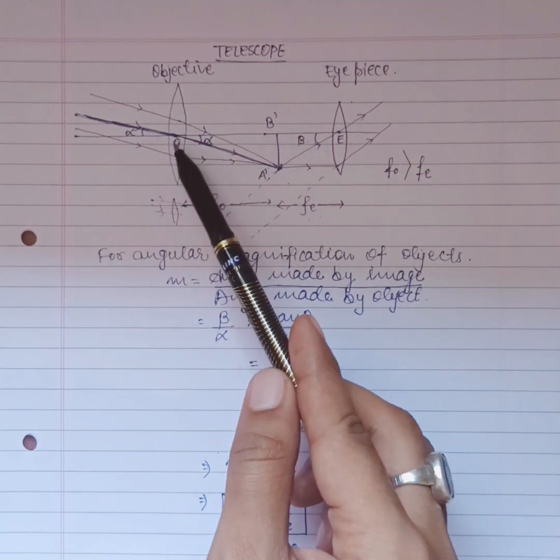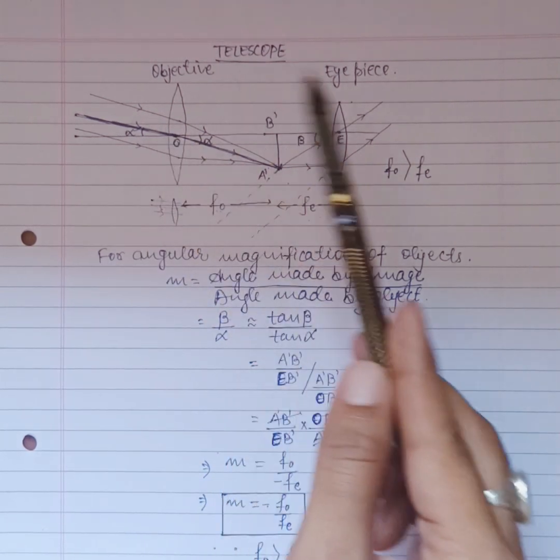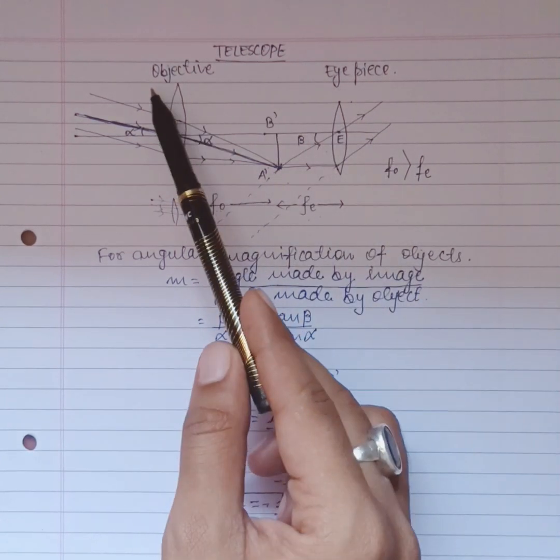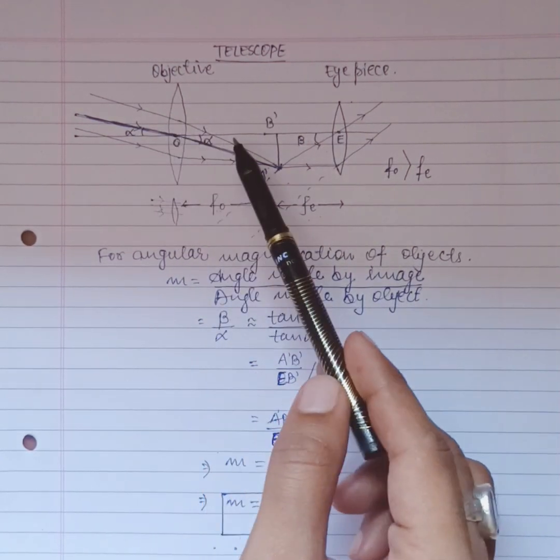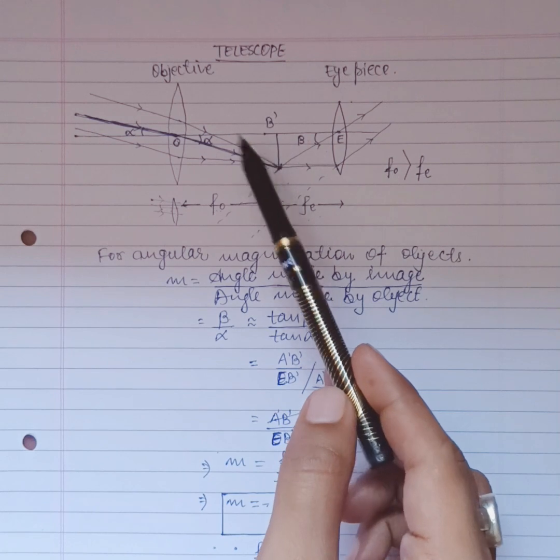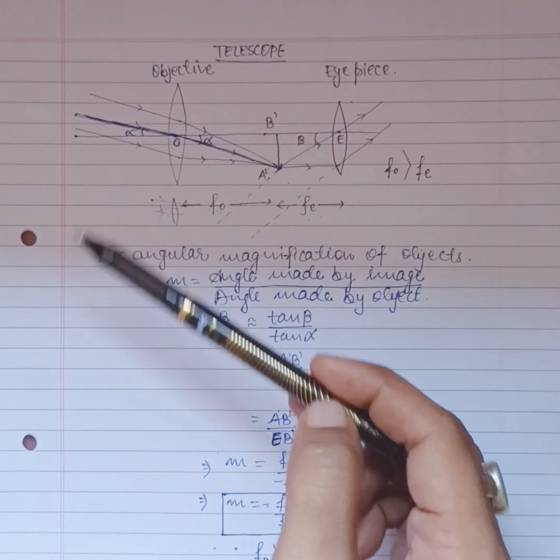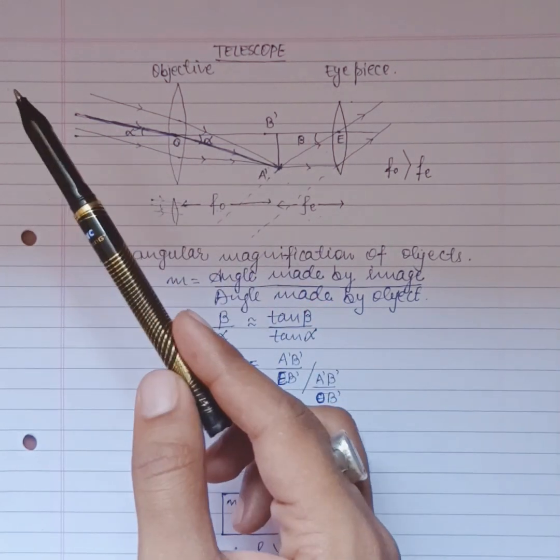Here the objective lens is greater as compared to the eyepiece, so that we can get more rays entering into the objective, due to which we can see a brighter magnified image of the distant object.